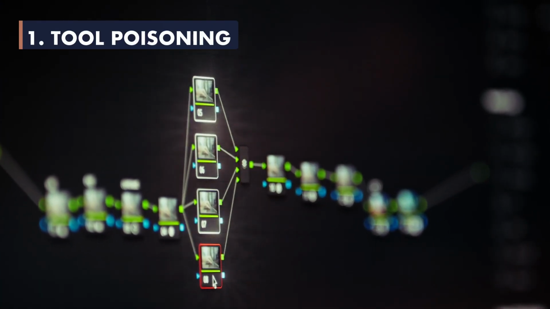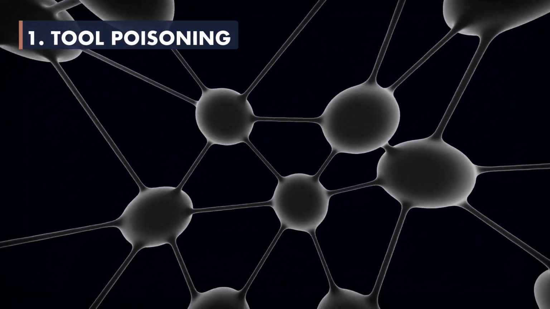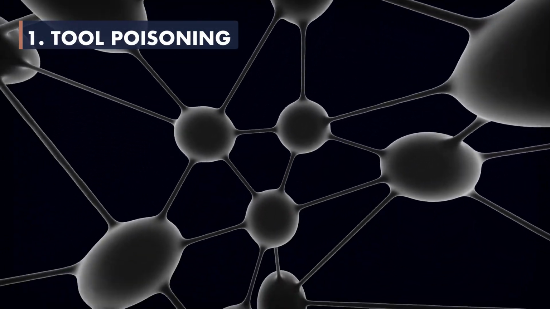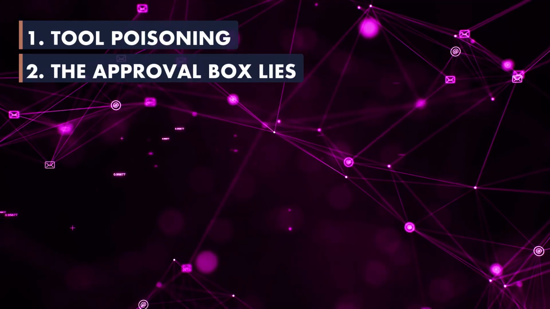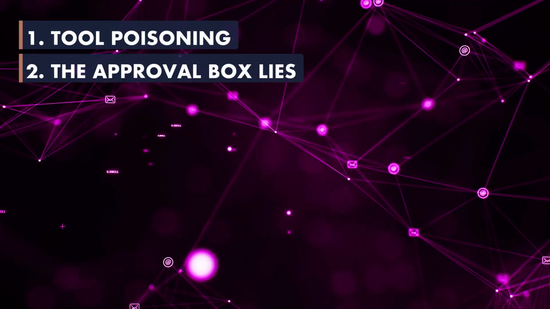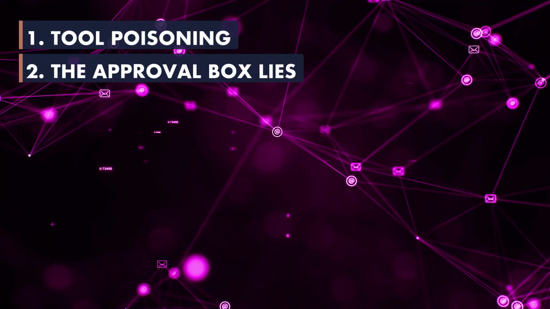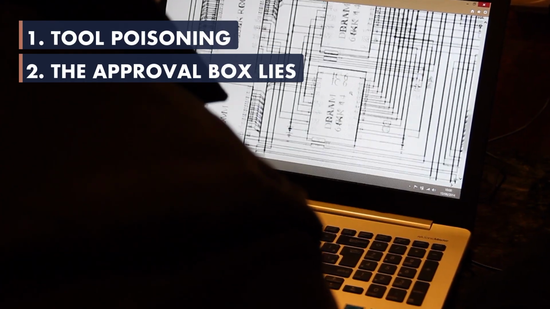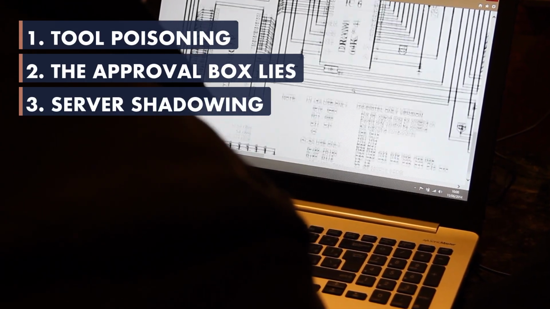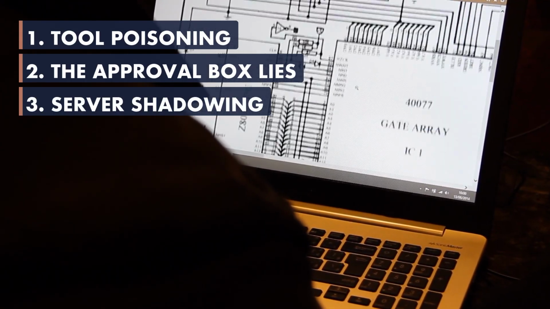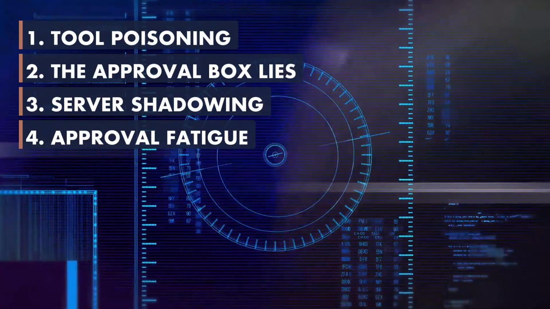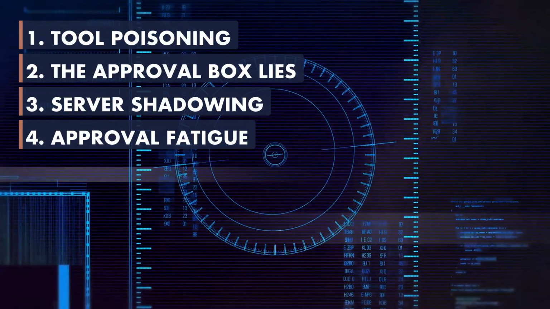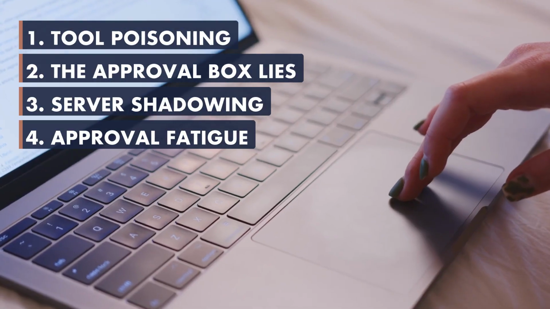Door 1, tool poisoning. The malicious instructions live in the tool's description, which the model reads and you don't. Door 2, the approval box lies to you. What you approve and what actually runs are not always the same string. Door 3, server shadowing. One bad server can override the behavior of the good one sitting right next to it. Door 4, approval fatigue. You are the last control and you click yes. Let's take them in order.